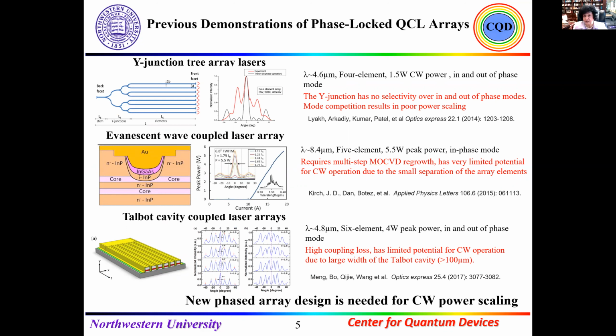The previous demonstration of phase locked QCL arrays was a Y-junction array of lasers at 4.6 micron with 4 elements and 1.5 watts continuous wave power. The problem here is that the bifurcation has no selectivity over in and out of phase modes, and the mode competition results in poor power scaling. That was published in 2014.